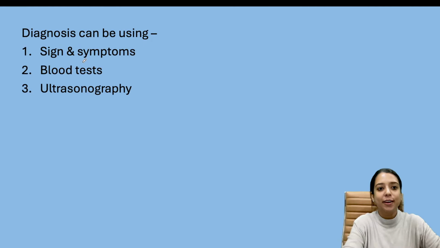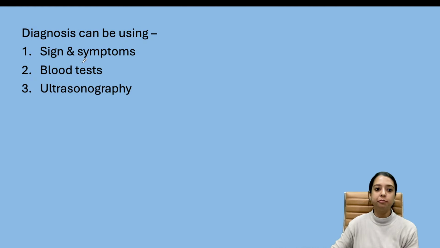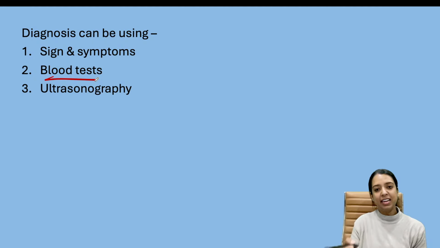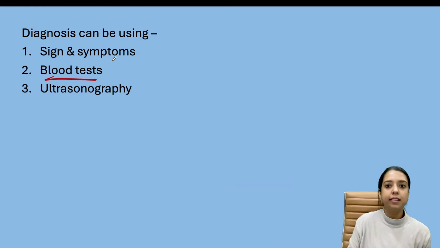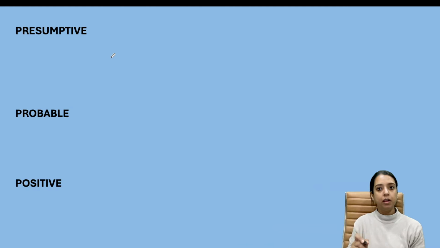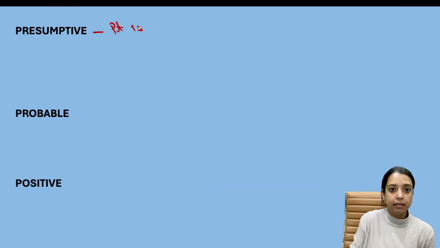Diagnosis of pregnancy. Now coming to diagnosis of pregnancy, how can you diagnose pregnancy? Based on the blood test, the urine kit through which you see the pregnancy, ultrasonography, and certain signs and symptoms. Just see what are the presumptive sign, probable sign and positive sign. Presumptive means the patient is presuming I am pregnant. These are all the signs the patient is feeling.